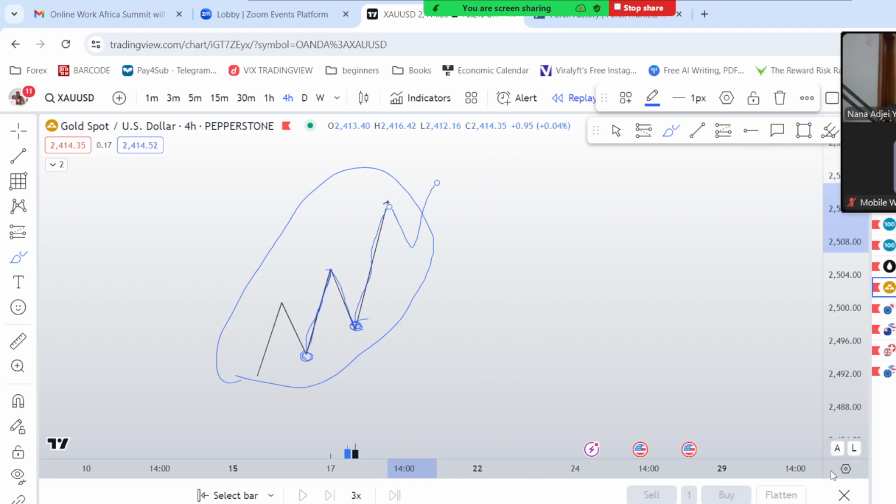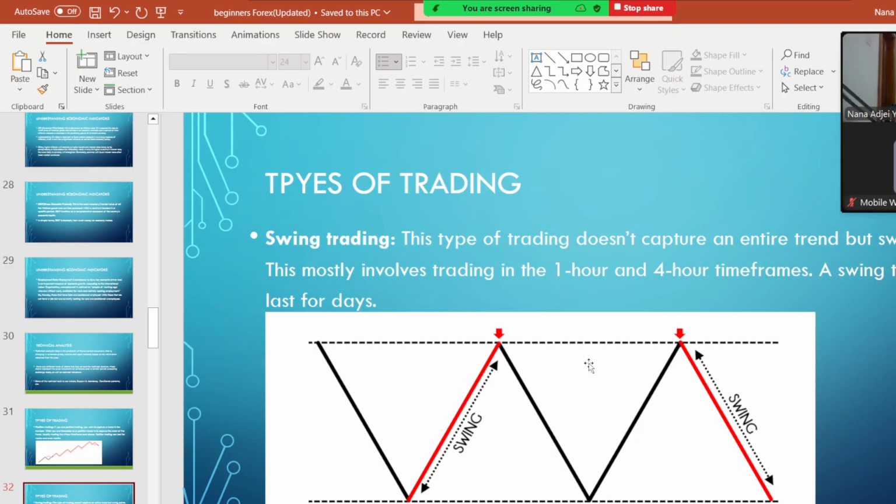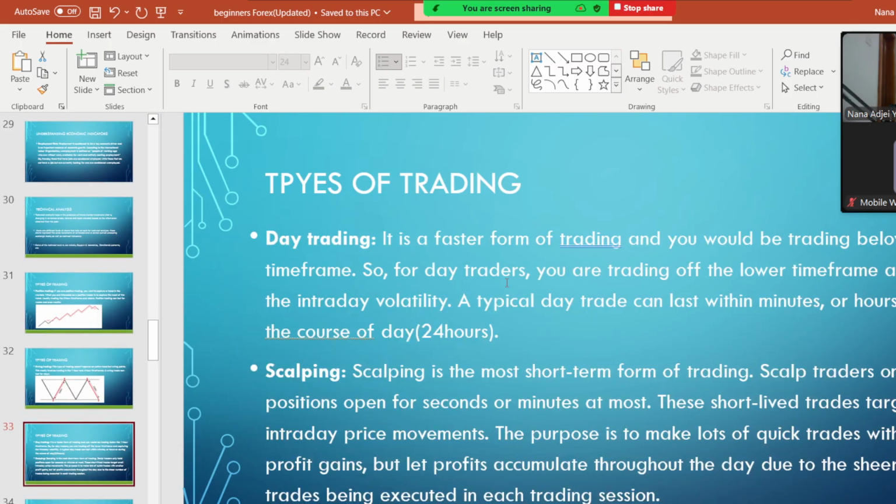Okay, and then we have the next type of traders, the day traders. That is what I actually do. I am a day trader, so I look for opportunities within the course of the day, which is 24 hours. This is a faster form of trading, and they will be trading below the 1-hour time frame, although we still make use of the daily and the 4-hour to monitor the entire trend, and then we scale our entry down to 1 hour and below. We find our entry over there, and then we'll be trading within the course of the day.